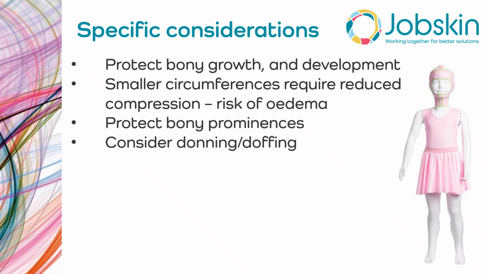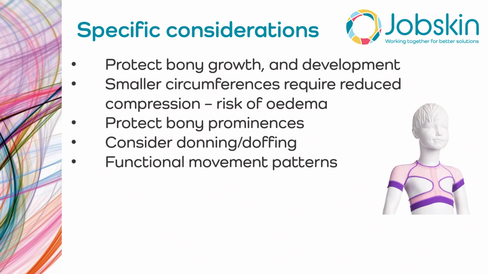Of course, we need to consider donning and doffing, and that means a garment being readily put on by a parent or carer, but also not so easy to remove that a child frequently removes it when it needs to be left on. We need to consider their functional movement patterns. This is a great example here, this image of an Adonis vest. For example, if this child had needed pressure over the shoulder, you can't readily achieve good compression over the shoulder through an extended arm sleeve. It's just not possible.